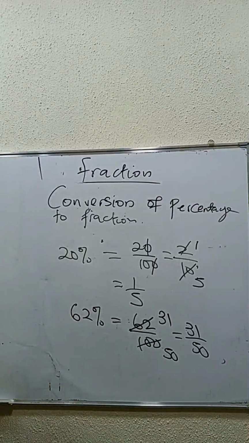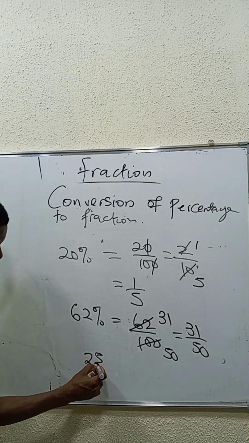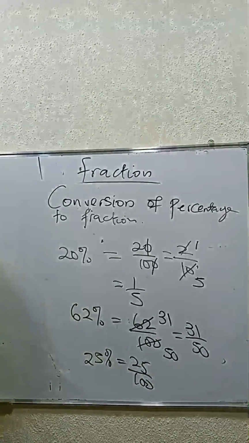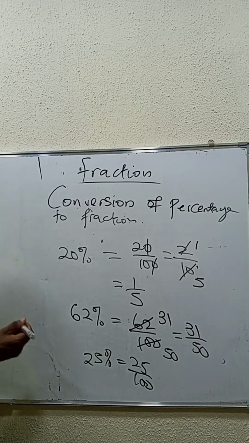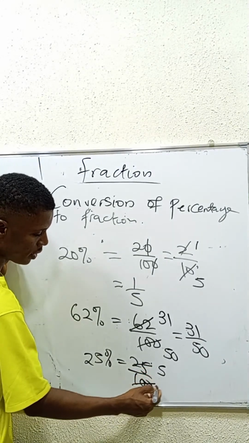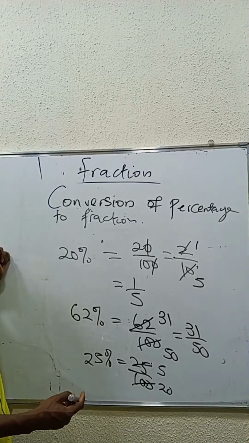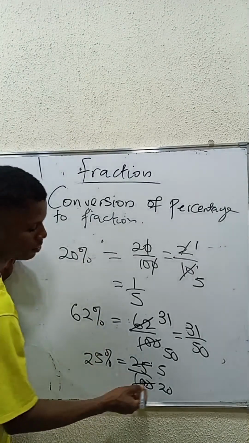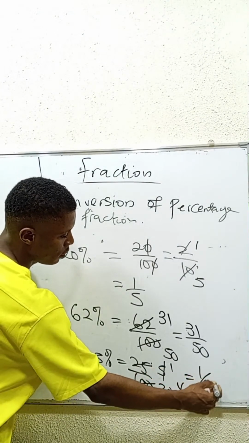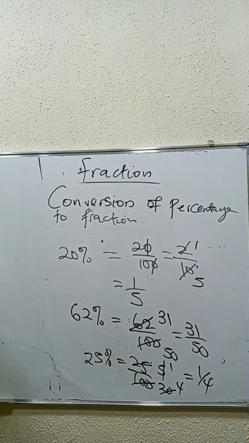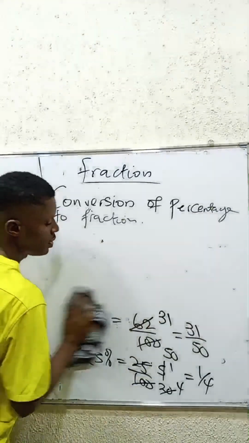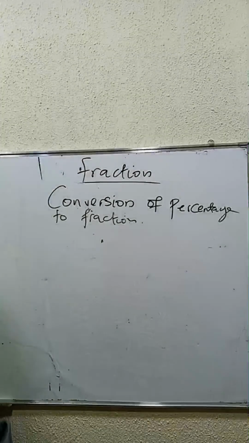Let's look at 25%. That's 25 over 100. If you have 25 over 100, you see that 5 divides 25 to give 5, and 5 divides 100 to give 20. Still, 20 and 5 have a common factor. 5 divided by 5 is 1, and 20 divided by 5 is 4. The answer becomes 1 over 4. So basically, 25% is the same as 1 over 4. This is very easy, and that's an efficient way to convert.